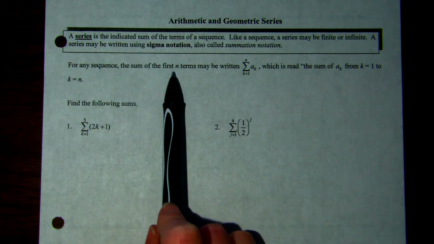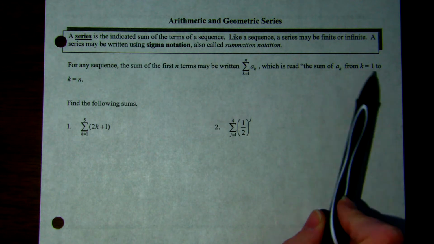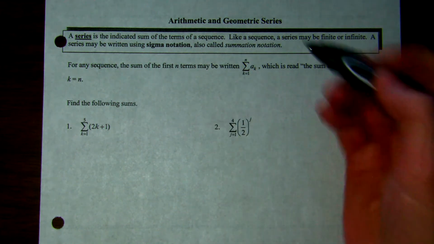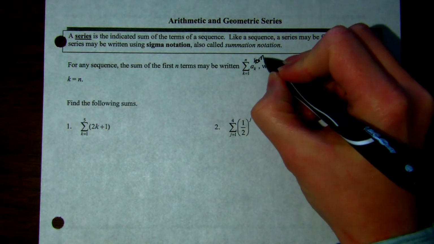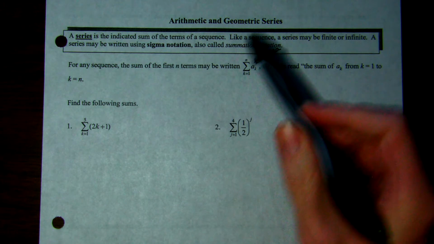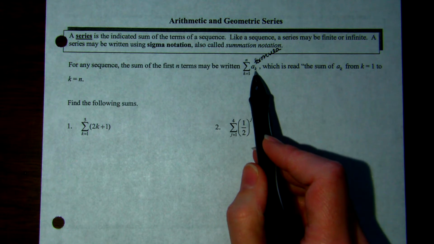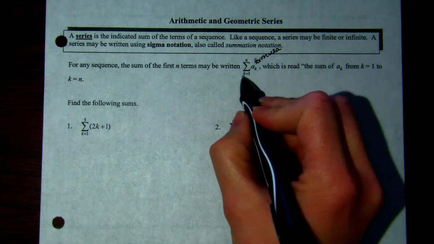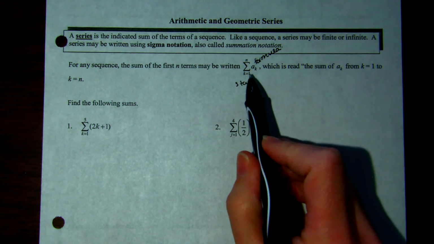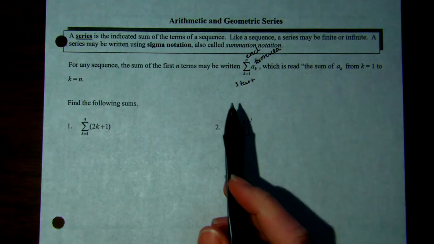So for any sequence, the sum of the first n terms may be written like this, which is read the sum of a sub k from k equals 1 to k equals n. Okay, so what you need to know about this notation is that this is our formula. That's where we get the term from, and you're going to see that when we start doing the examples. This a sub k is our formula, and the variable we use for that is usually a k, although not exclusively. The k equals 1, this is our start. So this series right here starts at 1. That's our starting point. And then n is our ending point. That's where we end the series.